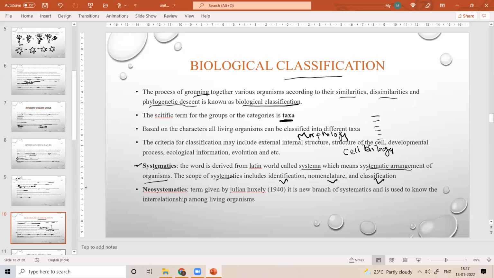Here is another field called neosystematics. So what is the difference? The term was given by Julian Huxley in the year 1940. It is a new branch of systematics and is used to know the interrelationship among living organisms. So how do they interact among themselves? Those kinds of interrelations will be considered in neosystematics. This is the new form of systematics.